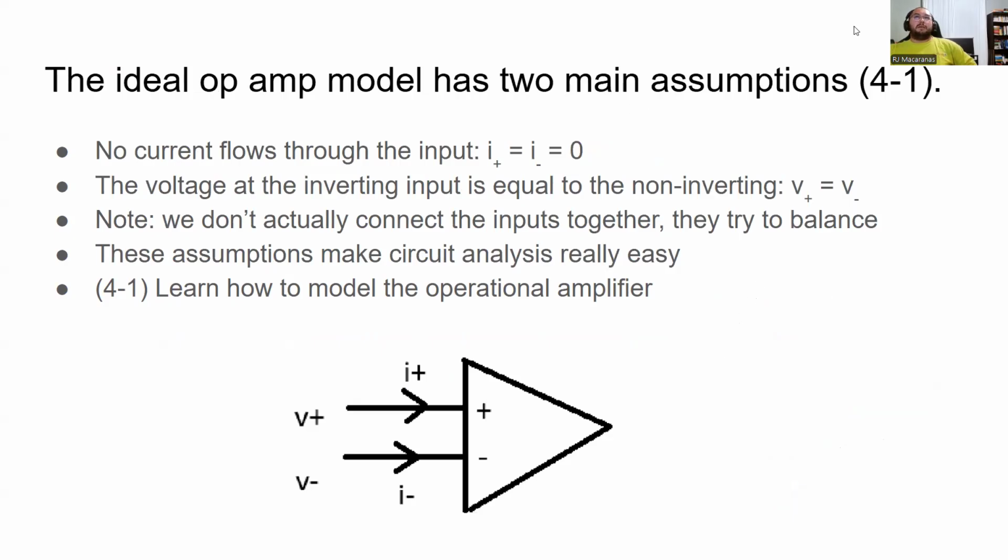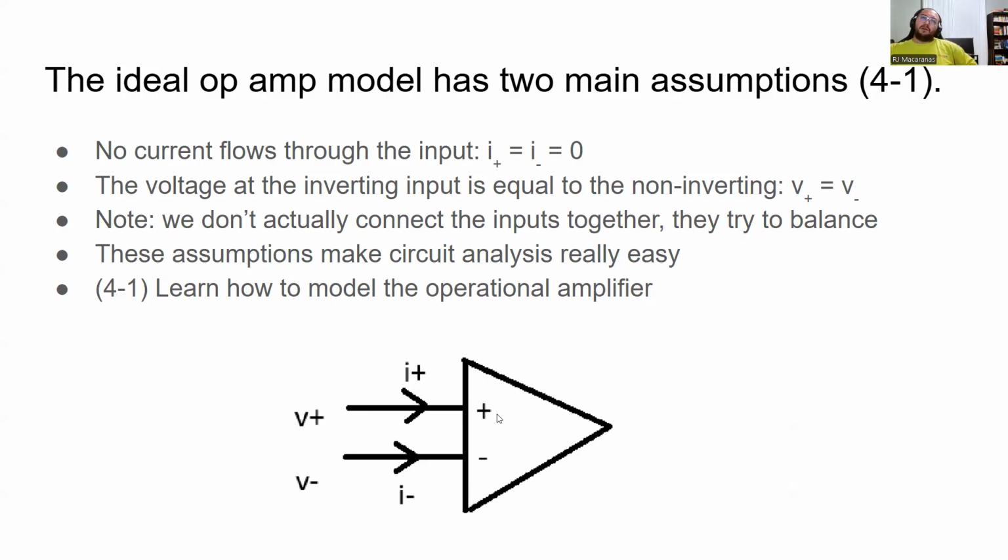So the ideal op amp has two main assumptions. These are the big assumptions that really help us with our analysis. The first one is that no current flows through the input. So if I'm looking at the current going into this op amp, it's going to be zero, ideally. And then the voltage at the inverting input is going to be equal to the non-inverting.